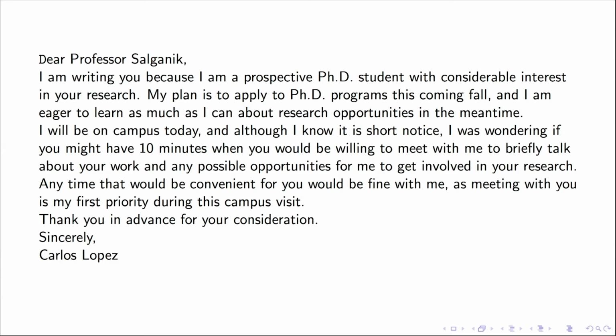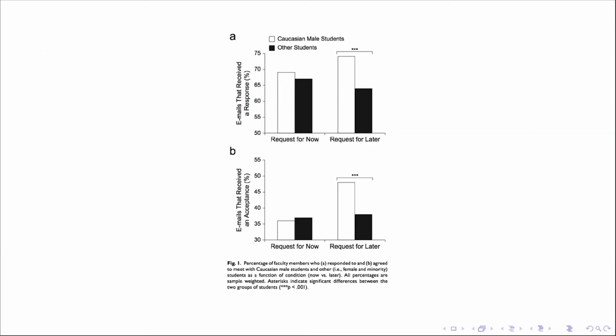So what was happening here is the researchers were interested in to what extent professors would take these meetings as a function of two things: the gender and ethnicity as signaled by the name of the respondent, and the time frame, so whether you would be willing to do the meeting today or next week. And so here's what they found. They found that for the requests that were for now, like today, professors were equally likely to take meetings with Caucasian male students and other students. But for requests that were in the future, the professors were more likely to take meetings with Caucasian male students.